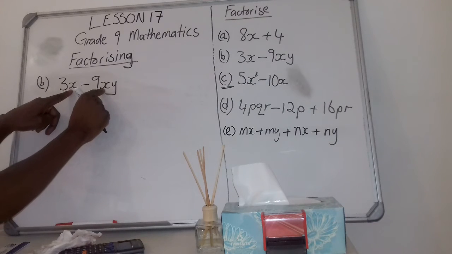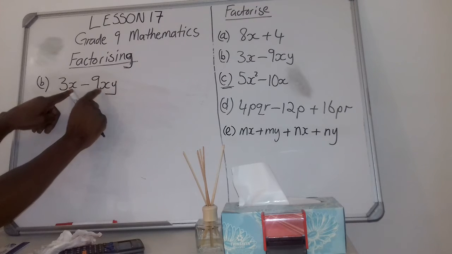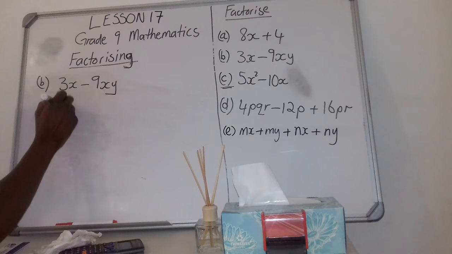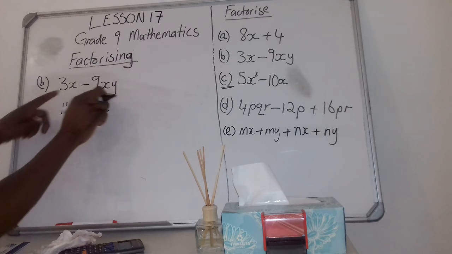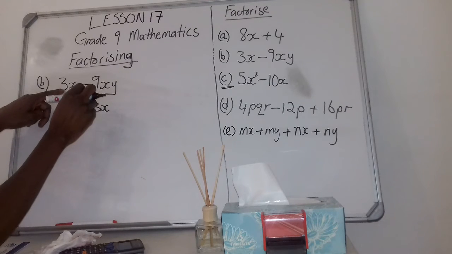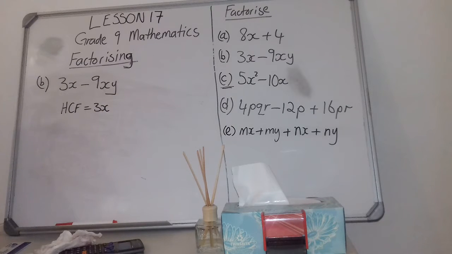The highest common factor is going to have x because all the terms have an x, but the highest common factor will not have a y because there's no y here. So the highest common factor here is equal to 3x. There's an x, that's why the highest common factor will have an x. 3 goes in itself once, it goes in 9 three times, so 3 is the highest common numerical factor.